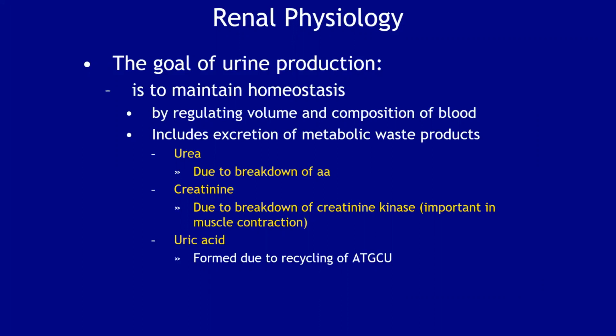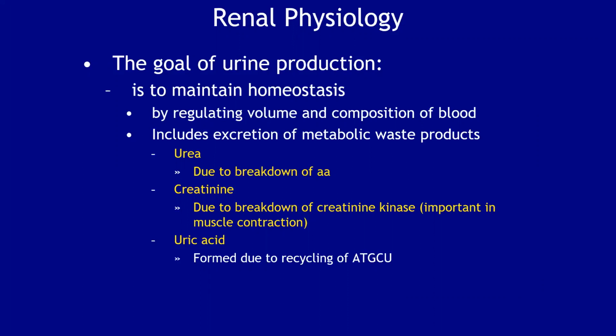And we do this through the regulation of the volume and the composition of blood. And this is going to include the excretion of waste that we make. These metabolic wastes include urea, creatine, and uric acid.